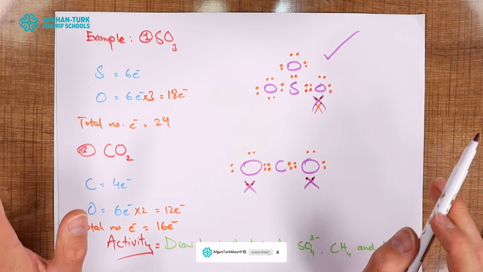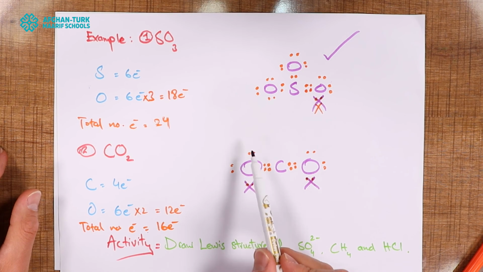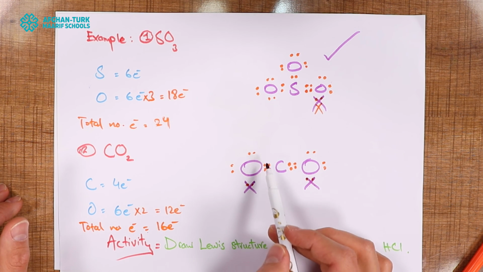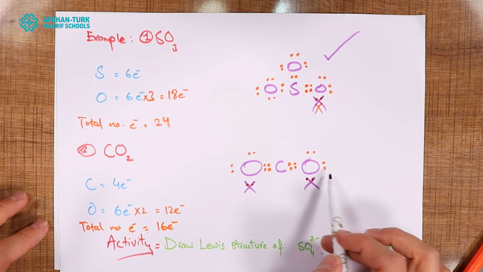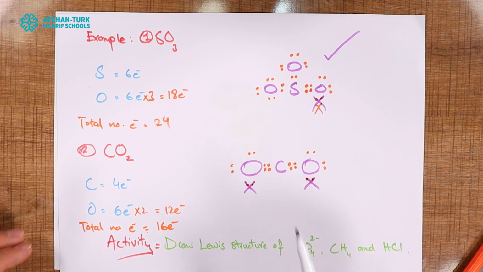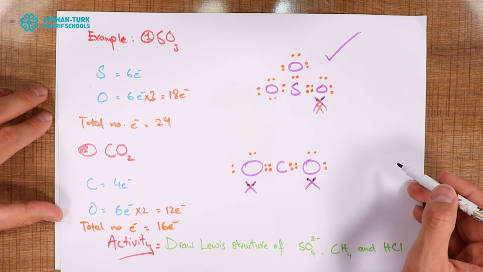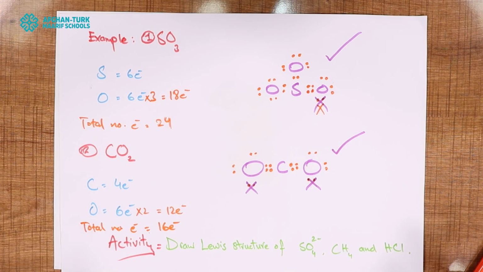Let's count the electrons and see if all the elements are octet or not. Oxygen: 1, 2, 3, 4, 5, 6, 7, 8. 8 electrons. Okay. For carbon: 1, 2, 3, 4, 5, 6, 7, 8. 8 electrons. Yes, complete. For this oxygen: 1, 2, 3, 4, 5, 6, 7, 8. It's also octet. So this means that right now this is the correct Lewis structure for carbon dioxide.